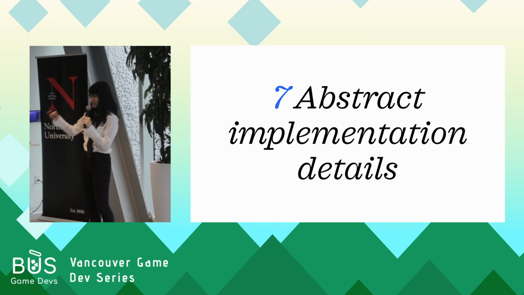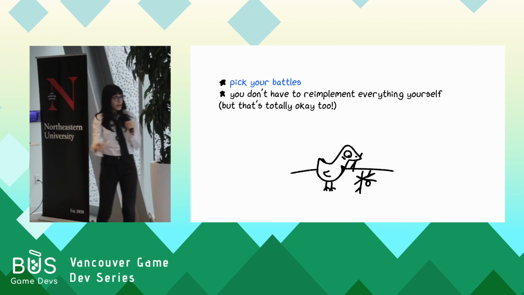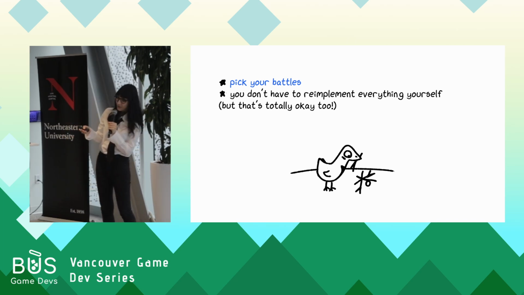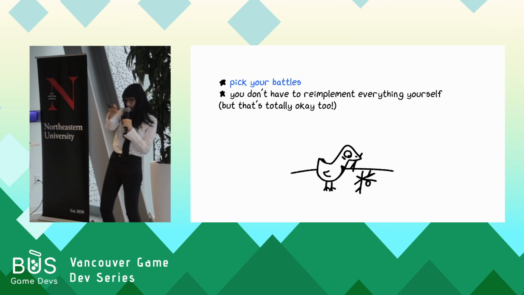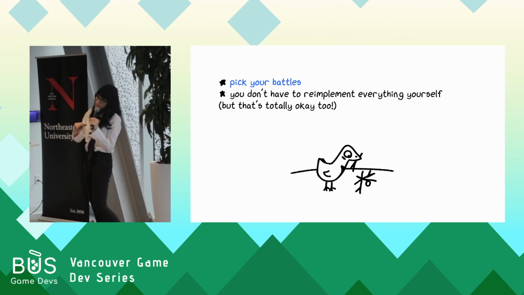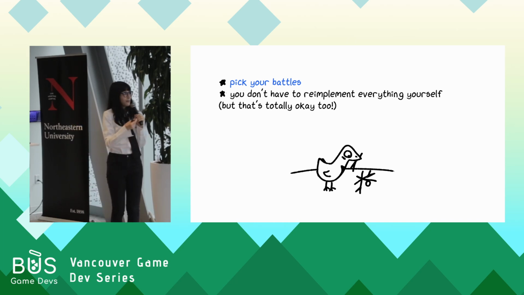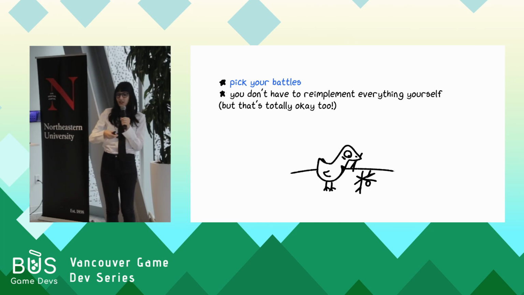Okay, for the next one, you want to basically abstract implementation details. What do I mean by that? You can pick your battles. When you're doing tools and engines, you don't have to re-implement everything yourself. You can if you want, if that's your thing. But remember, I have a goal. My goal is to ship a game. And if I re-implement everything, I would never ship my game. So I can just pick my battles. I get to implement just the things that I find fun.